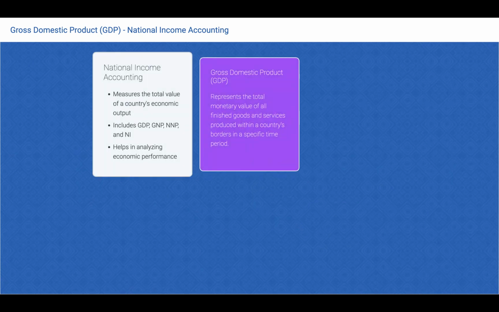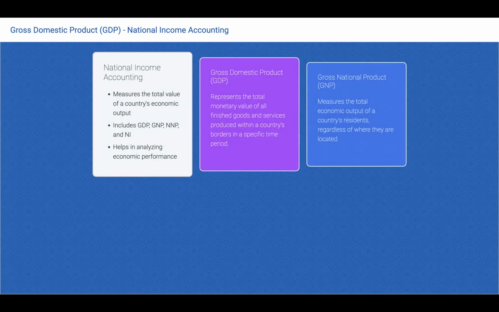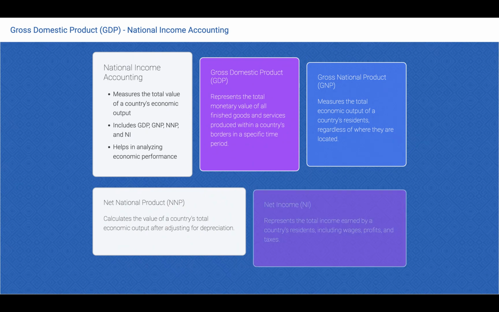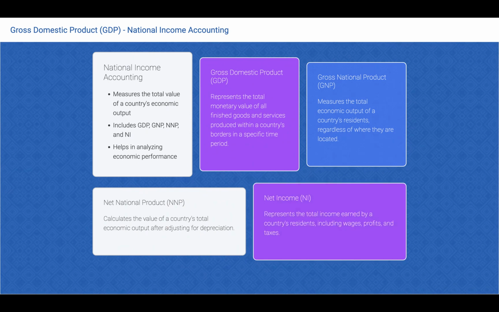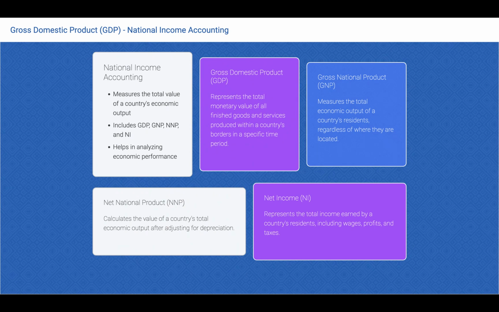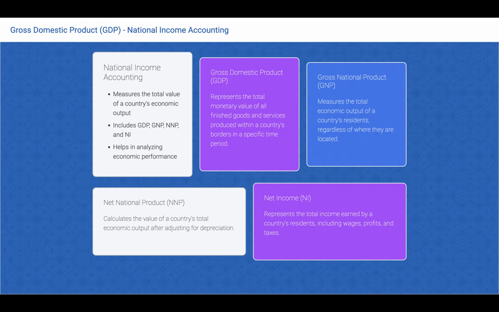National income accounting is a method used to measure the total value of a country's economic output. It includes various indicators such as DIPT, PIN, NP, and NI, which help in analyzing the economic performance of a nation. This accounting system provides valuable insights into the economic health and productivity of a country.